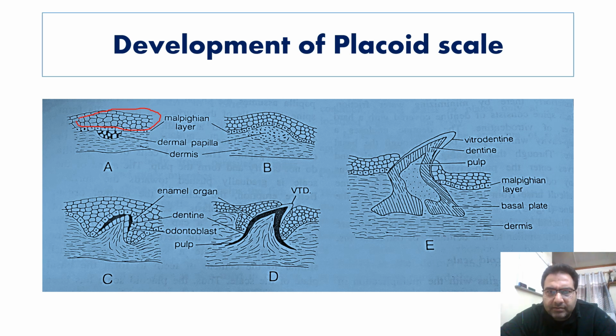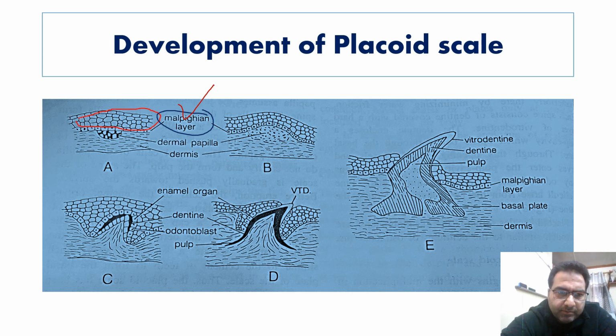So just below the stratum germinativum, I'm showing you, this is the Malpighian layer. This is also called the stratum germinativum. So this development begins with the multiplication of the dermal cells which accumulate at different points just below the stratum germinativum. These dermal cells form a papilla which grows outwards, pushing the Malpighian layer into a strongly arched structure.